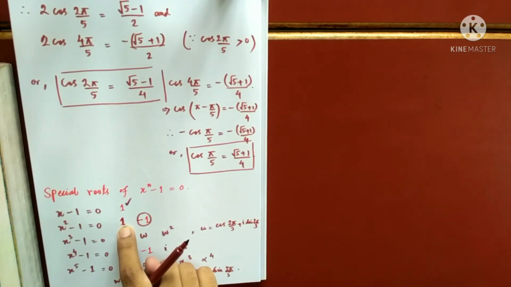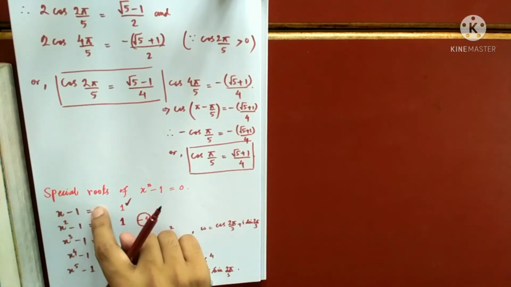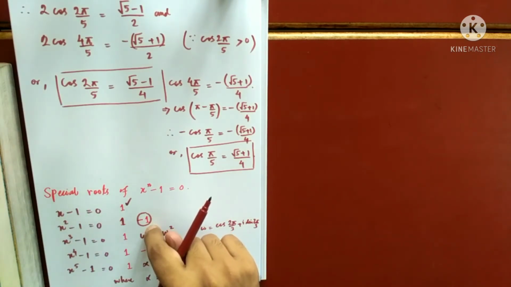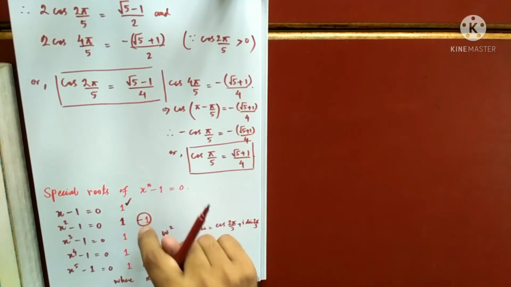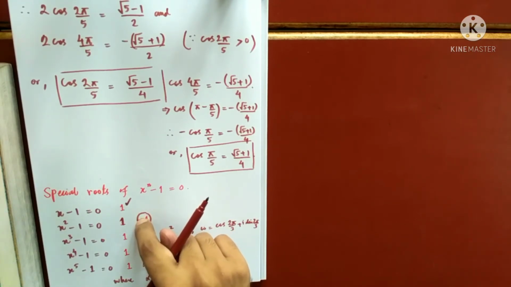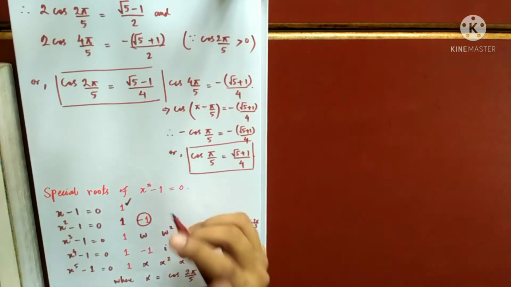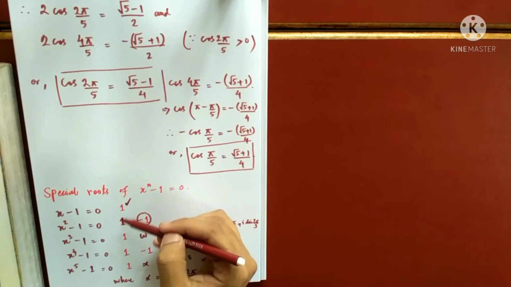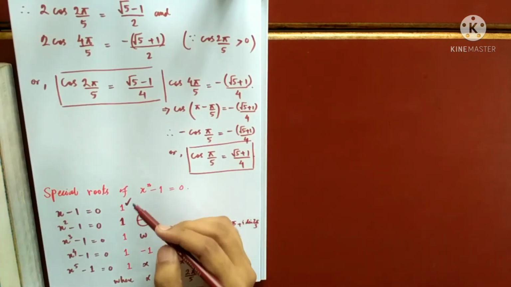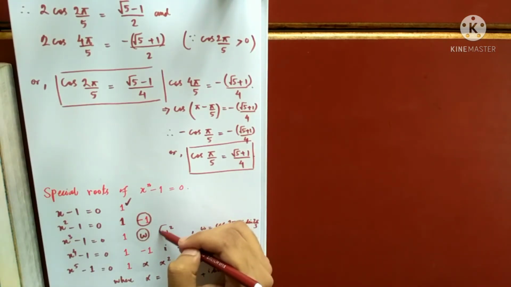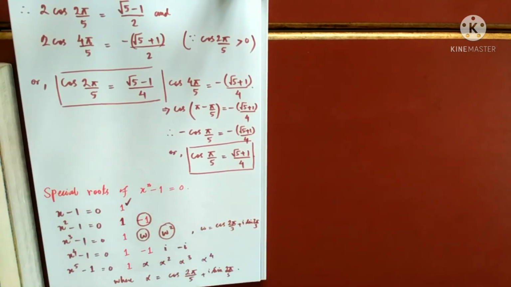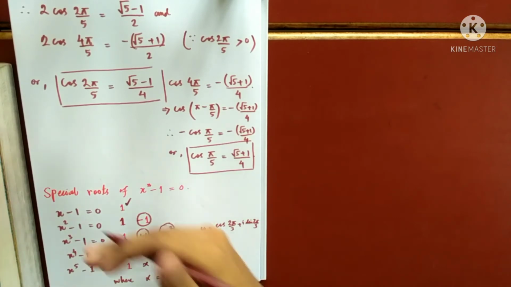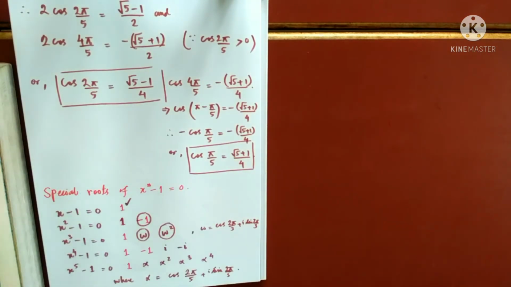So 1 cannot be a special root of this equation because 1 is a root of x minus 1. And minus 1 is a special root of this equation because minus 1 is not a root of the previous one. So only this is the special root. 1 cannot be a special root because 1 is a root here. But yes, omega and omega square both are special roots, because they are not the roots of the previous powers.